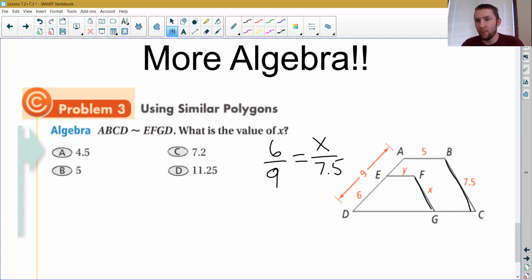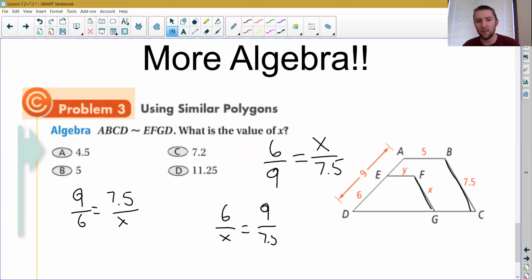Now, it is also perfectly okay, of course, if you flip both of those around, right? It's perfectly fine if you go 9 over 6 to 7.5 over X. It's also perfectly okay if you go with the two side lengths from the smaller shape. So if you say, well, the two side lengths that I'm going to try to relate in the small shape are 6 and X, and then in the bigger shape, it's 9 goes with 7.5. That's okay too. It's a little bit more confusing though, so I don't really suggest that one, but it is perfectly okay to do that.